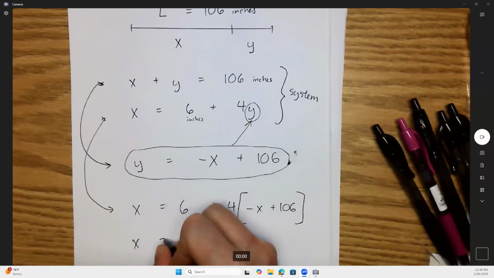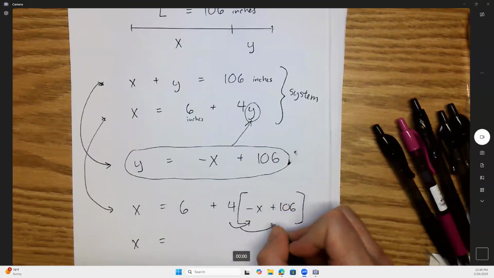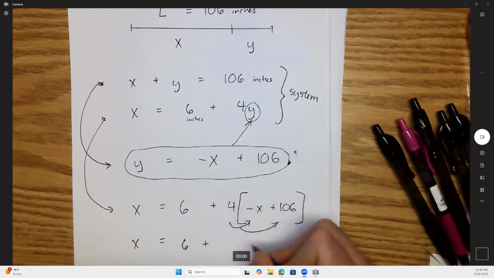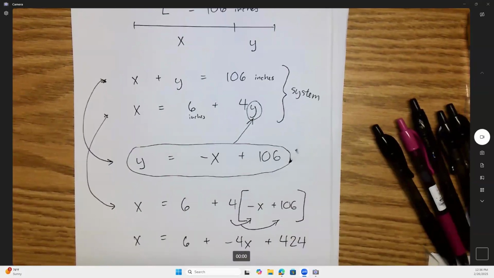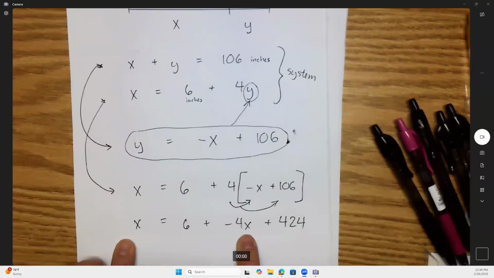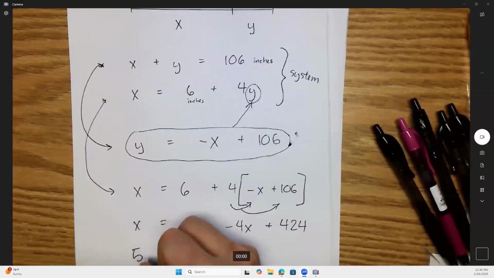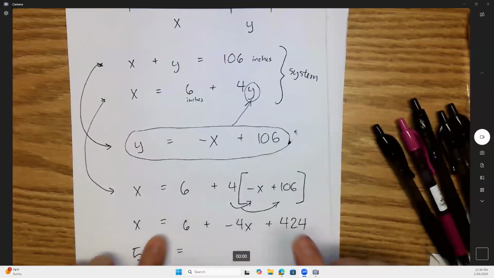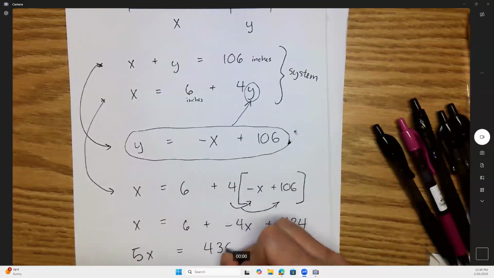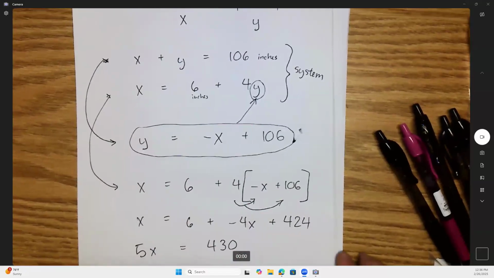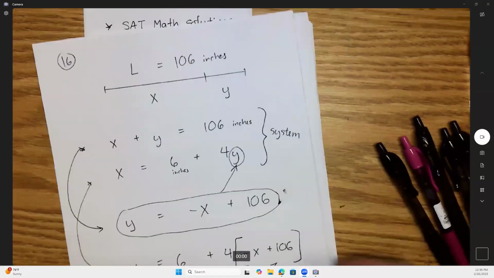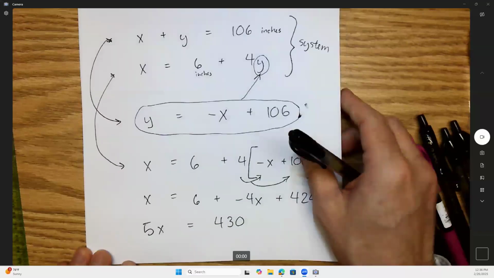Okay, so x equals, how about I distribute the 4? So 6 plus, I got a negative 4x, and I got a 424. Like that? Guys, can I add 4x over? I got 5x equals, and then combine these two. Is that 430? Is that okay? All right, last step is to do what to both sides? Yeah, divide by 5.